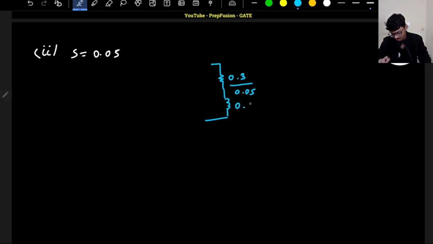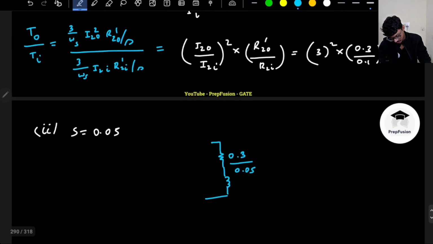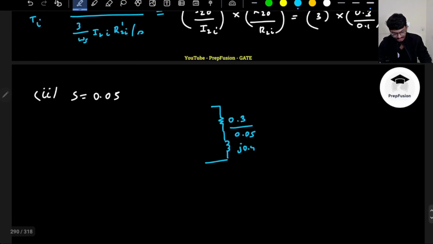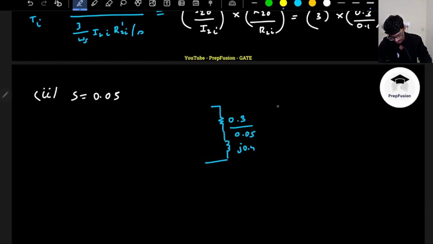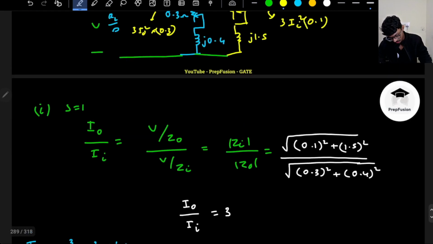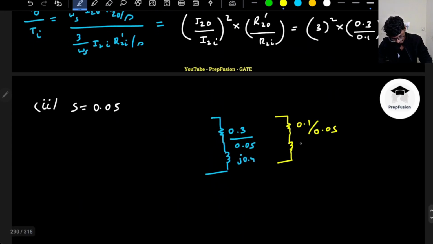Sorry, this will not change, this will be j 0.4. You will see that the reactance does not make any difference because the resistance will be so high that you can neglect the reactance during normal operation. You will see that this will be 0.1 divided by 0.05, and this was basically how much value? J 1.5.